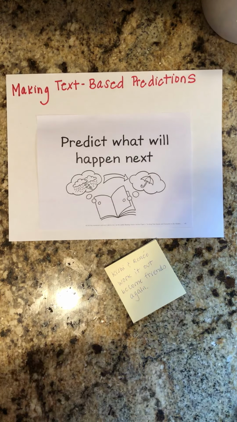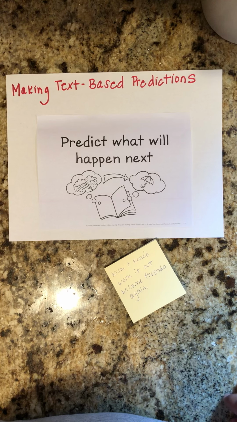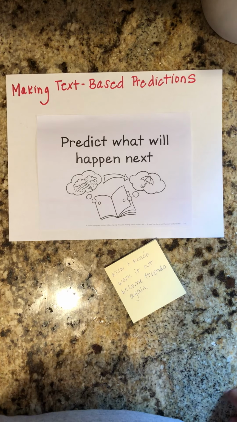All right, so that's what you guys should be doing when you're reading. You should be paying attention to the characters in the story, think about what's happening, and then when you get to a certain part in the story, you should maybe stop and jot and make a prediction about what you think could possibly happen next. All right, boys and girls, it's your turn. Good luck.